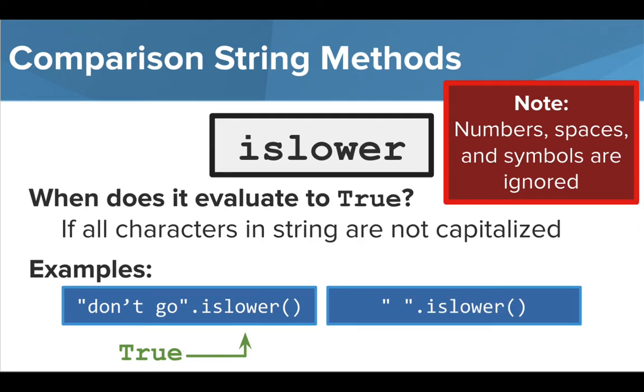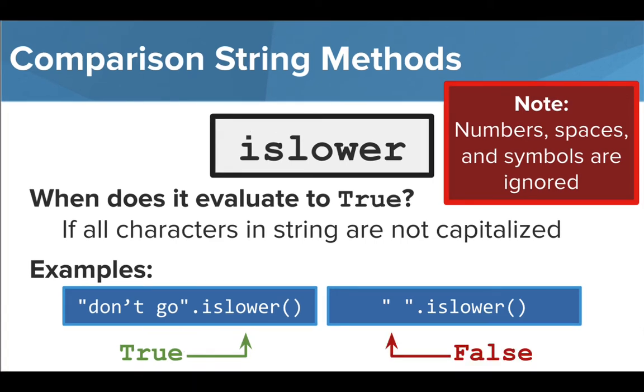This one is kind of tricky, but what about this example? This would be false because if there are no letters included at all, they can't be upper or lowercase. Any string that does not include any letters would evaluate to false with the isLower or the isUpper method.